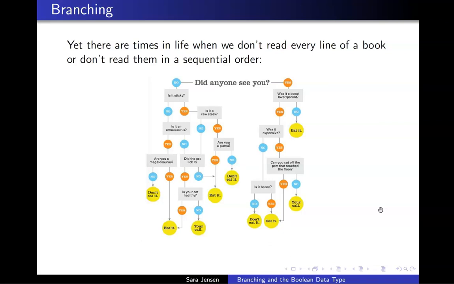And I have here for you a humorous example of a flowchart determining whether or not we should eat some food that has fallen on the floor. And so we make these flowcharts and we ask ourselves these questions, and based on our answers to the questions, we may or may not change our behavior. And this is the type of situation that we're going to use branching within our computer programs to model.